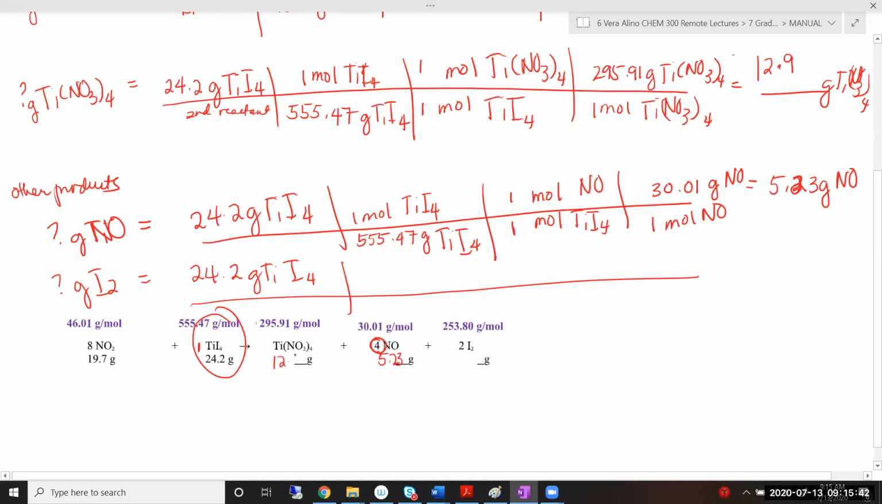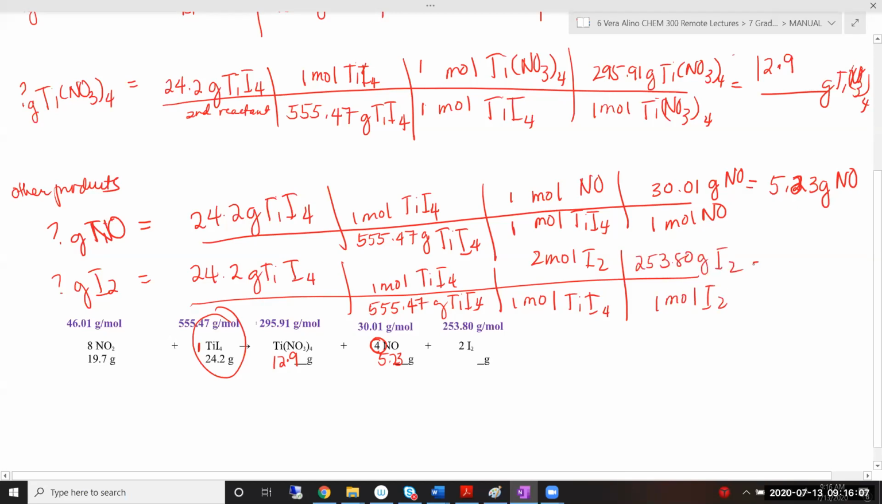Okay, so the first one is 12.9. And I'm going to do this for the last one. And I got 22.1 grams.